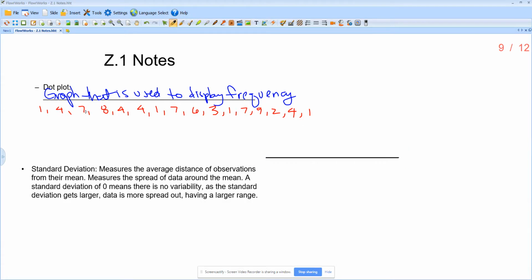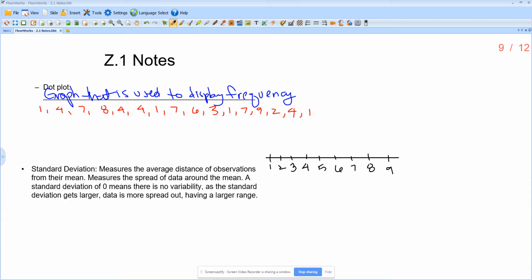And you want this number line to start at your lowest number, so 1. And then you're going to include every number that's in between there. So 2, 3, 4, 5, 6, 7, 8, 9. If we had a very large spread of data, we could sometimes not have to go by 1s. We can go by 2s or 3s. We just want to make sure that we're including everything that's within there. And then we're just going to plot a dot.